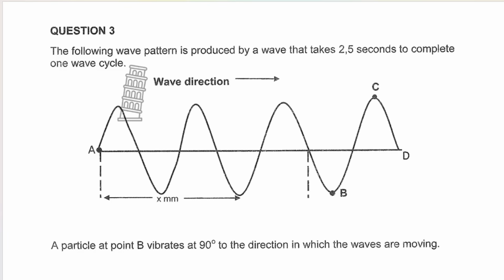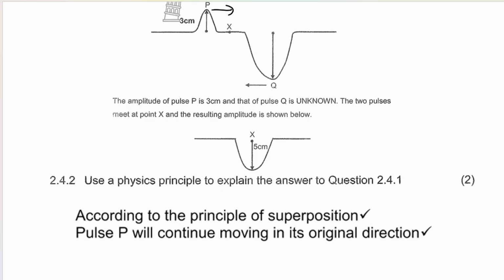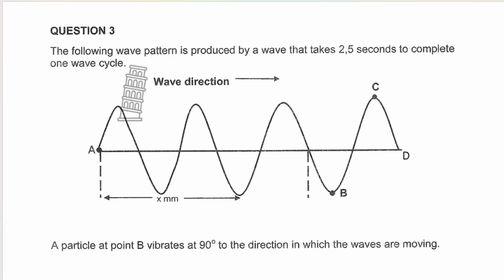Okay, question 3 is a transverse wave question. So we had a transverse pulses question. Now we're on a transverse waves question. And I know that learners struggle with this one, so I hope you pay attention to this one. We've got the wave pattern is produced by a wave that takes 2.5 seconds to complete one wave cycle. A particle at point B, there's B, vibrates at 90 degrees to the direction in which the waves are moving.